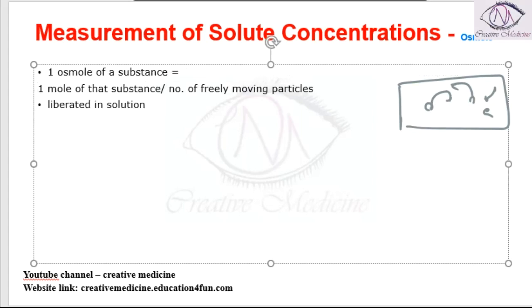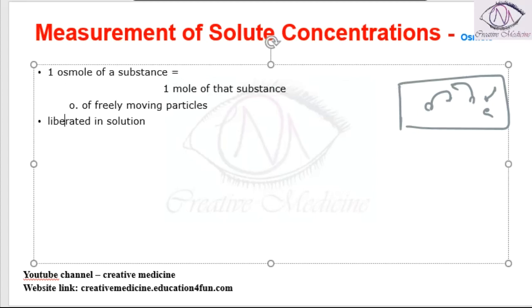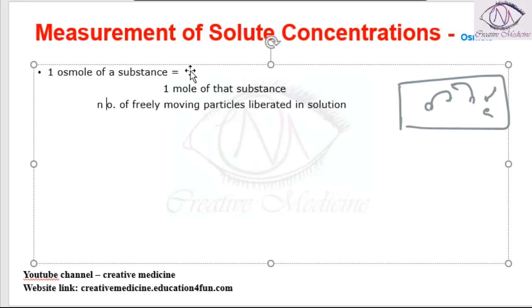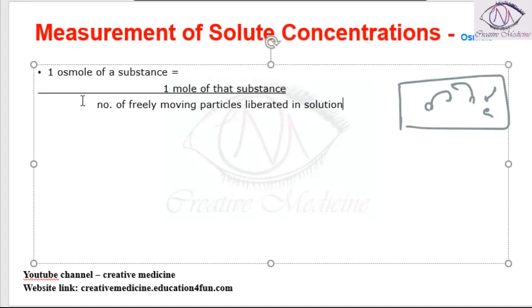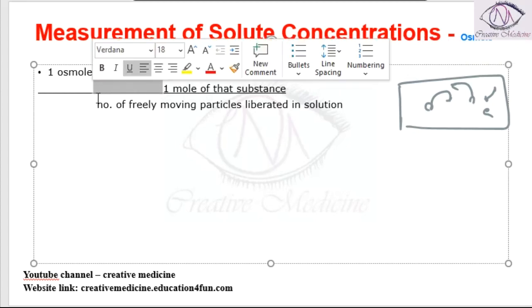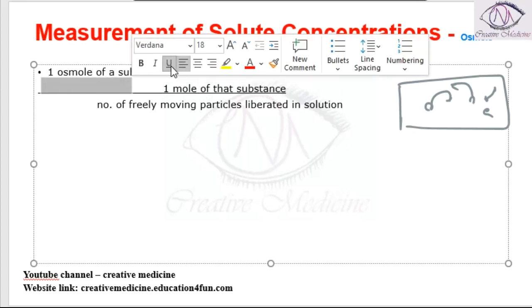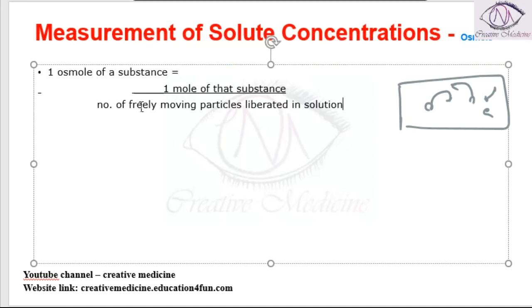So 1 osmole is actually equal to 1 mole of the substance divided by the number of moving particles which are liberated in the solution. Sorry, 1 osmole is equal to 1 mole of substance divided by the number of freely moving particles in the solution. So this is expressed as osmoles. So 1 milliosmole is equal to 1 by 1000 of an osmole.